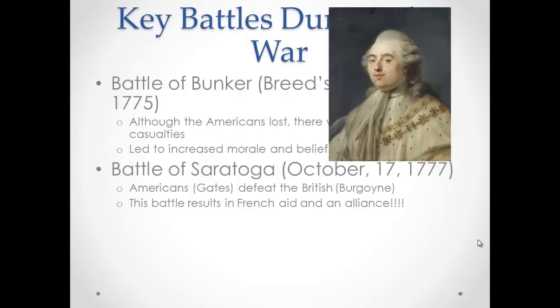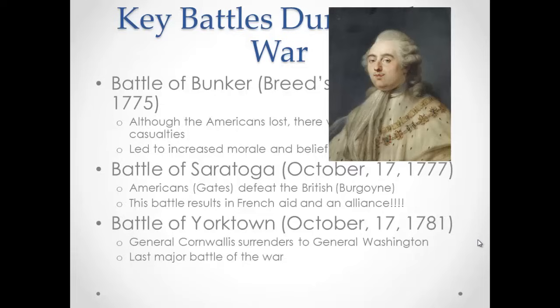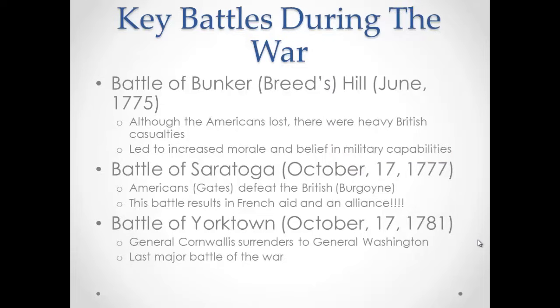So after this battle, after the Americans win, the French realized, okay, maybe this is the real deal, these Americans fighting for independence. So the French start to aid America in their cause, and really they play a huge role in helping the Americans win. The Battle of Yorktown, 4 years to the day after Saratoga, not a good day in British history during the Revolutionary War, October 17th. General Cornwallis surrenders to General Washington. This is the last major battle of the war.